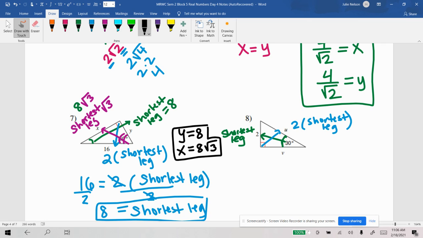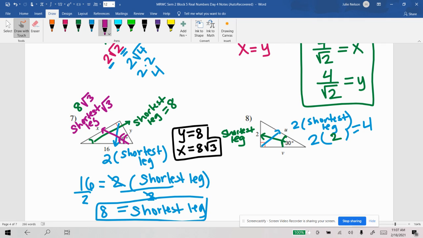Let's take a look at number 8. Okay, so my shortest leg is 2. So 2 times my shortest leg is going to be 2 times 2. And 2 times 2 happens to be 4. So U is 4.